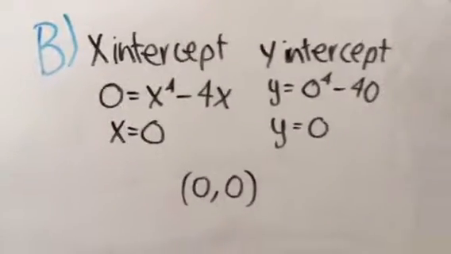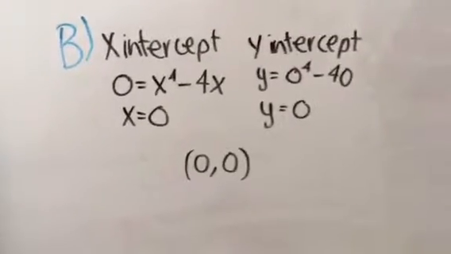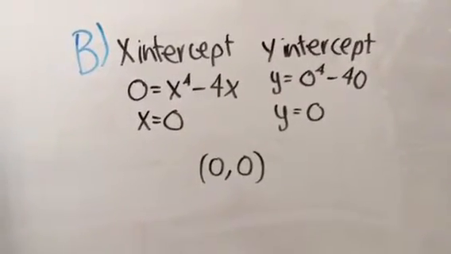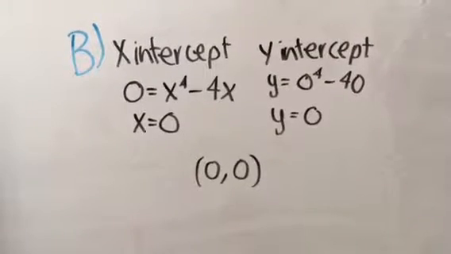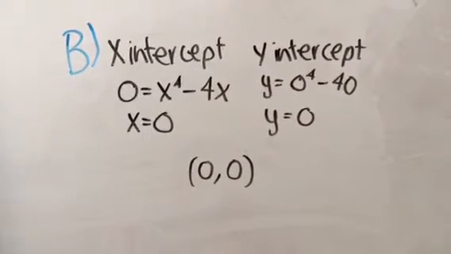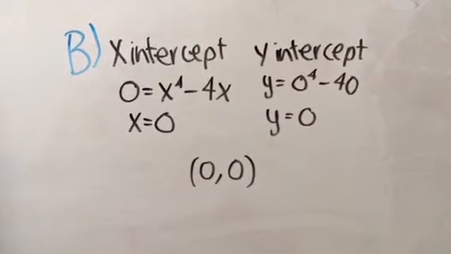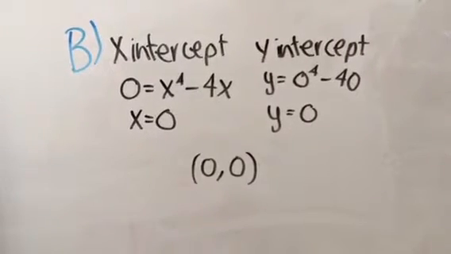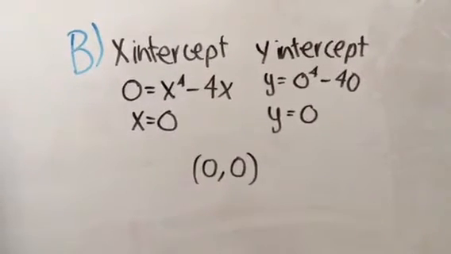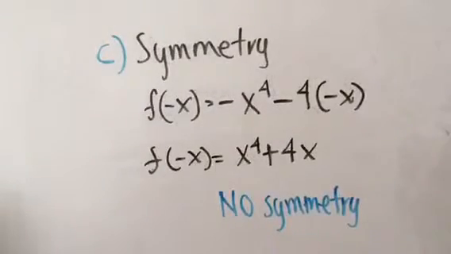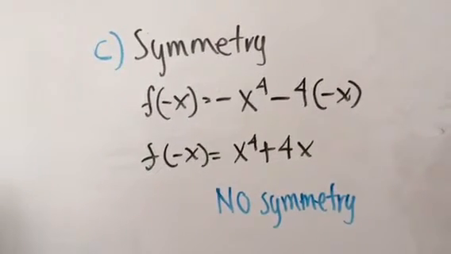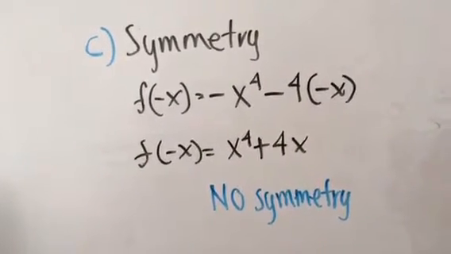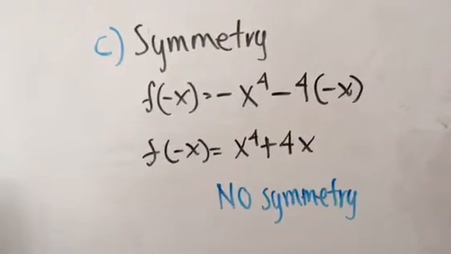For finding the x-intercept and the y-intercept, first we have to substitute y with 0, and then we got that x equals 0. And for the y-intercept, we substitute x with 0, and we got that y equals 0. So the coordinate will be (0, 0). To test symmetry, we substitute x with minus x, and we got that we don't have any symmetry because not all the signs are changed and not all the signs are equal.